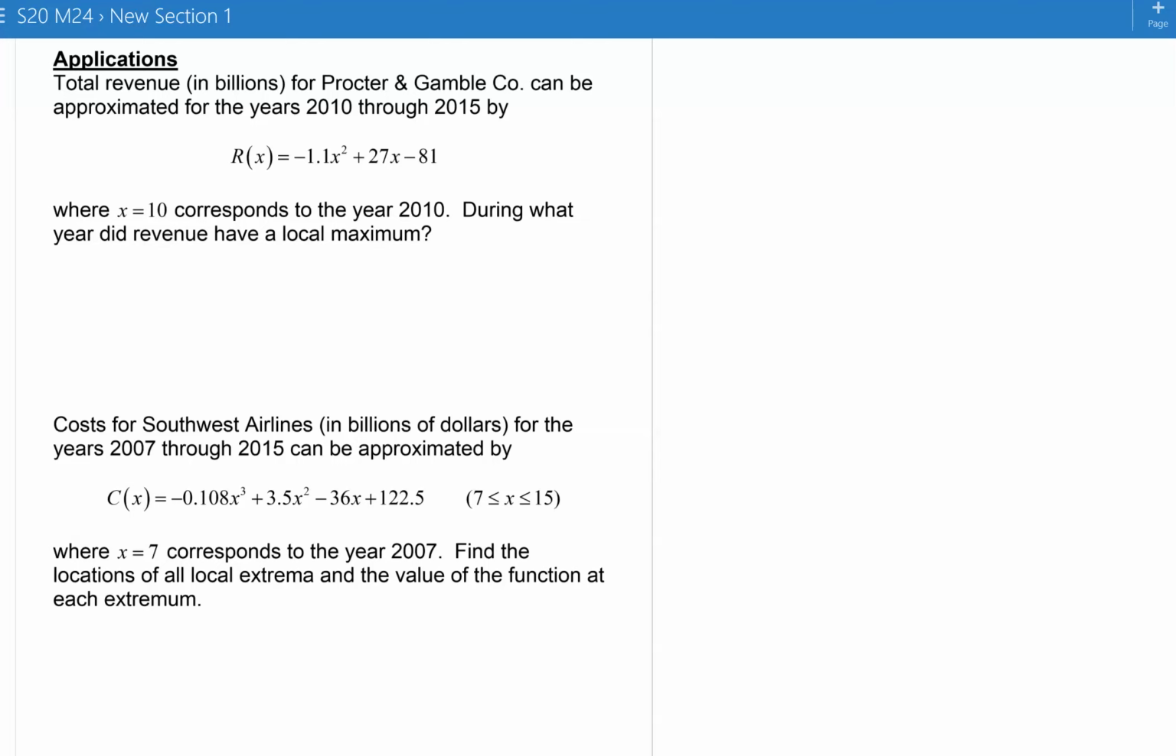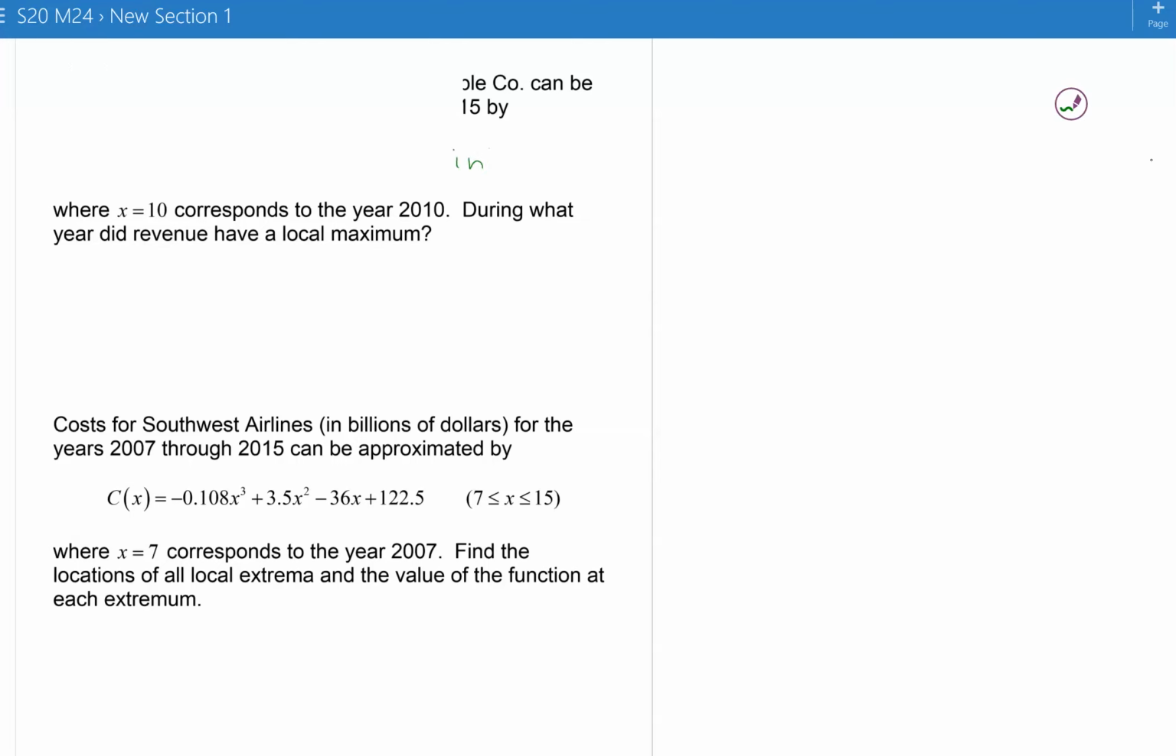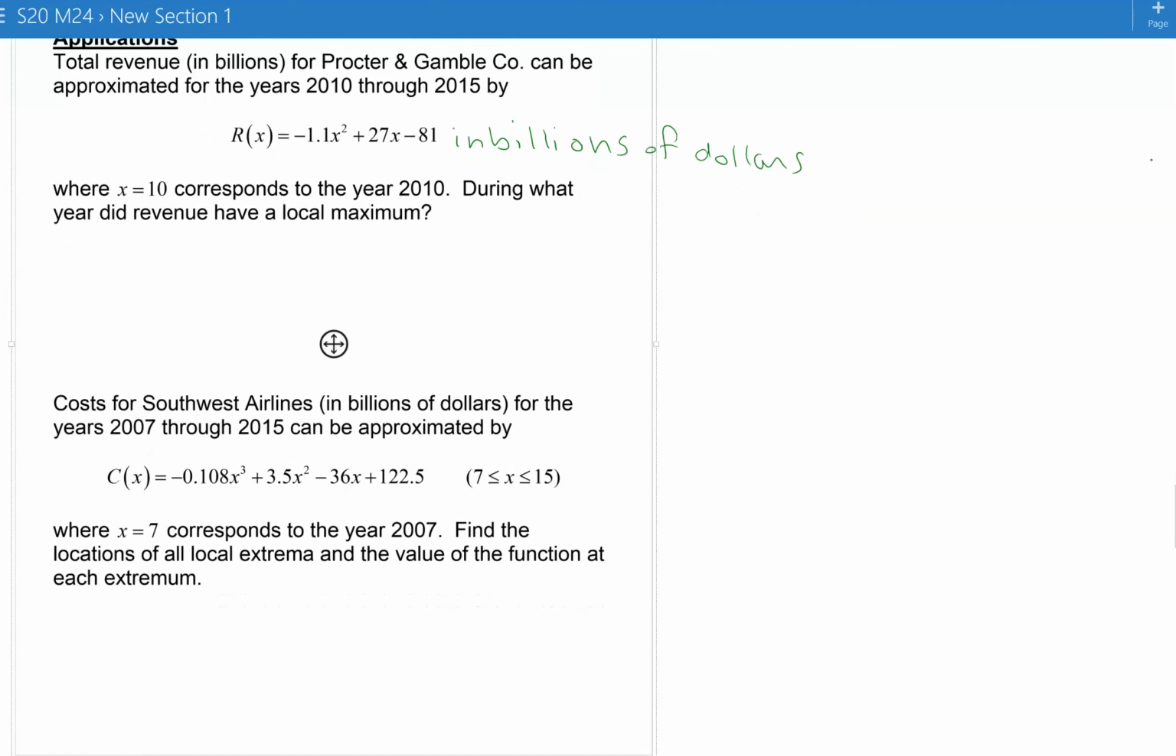So let's do a couple of application problems. I'm given a revenue function that's in billions of dollars. It's for Procter & Gamble, and it's for the years 2010 through 2015, where x equals 10 is year 2010. So we're asked to find where this has a local maximum, so we know we need a derivative.